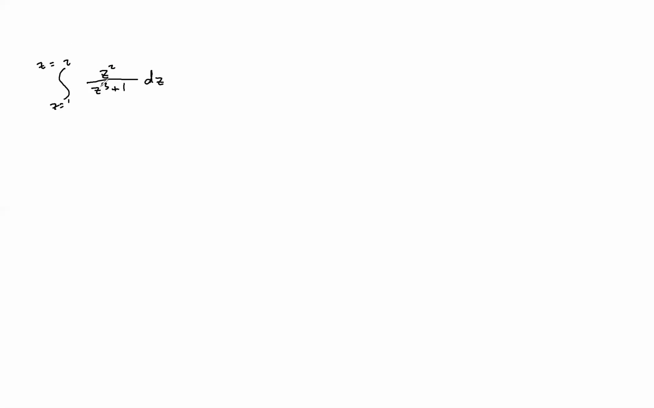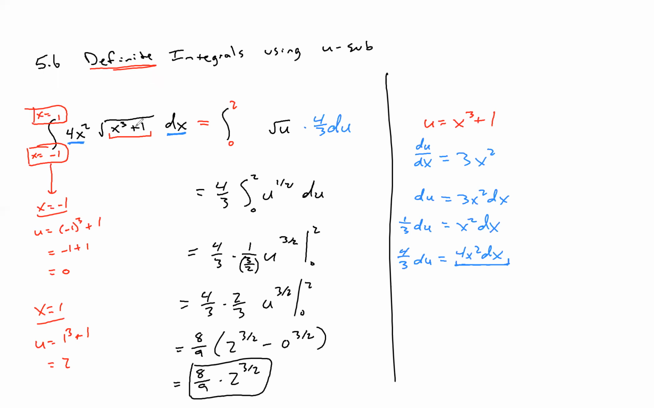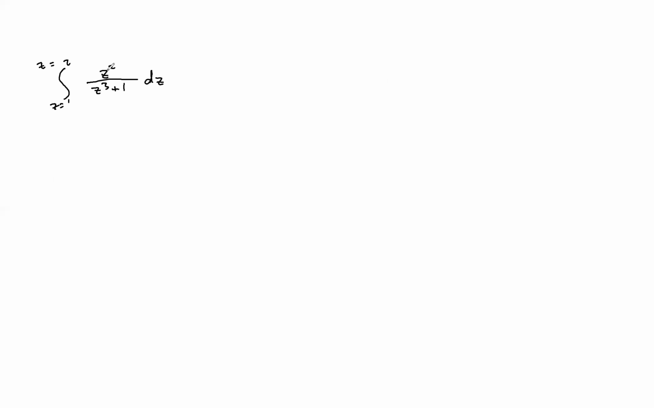Now, pause the video here, think about what substitution you want to make. And one thing I'll mention, look back at this last example: we had an x cubed plus 1, and that's what we let u equal because we had an x squared showing up somewhere else. Look at this, we have a z cubed plus 1, and we have a z squared showing up. So maybe it's kind of clear what the appropriate substitution here would be. So go ahead and pause the video here, try this yourself, and then press play and see how you did.